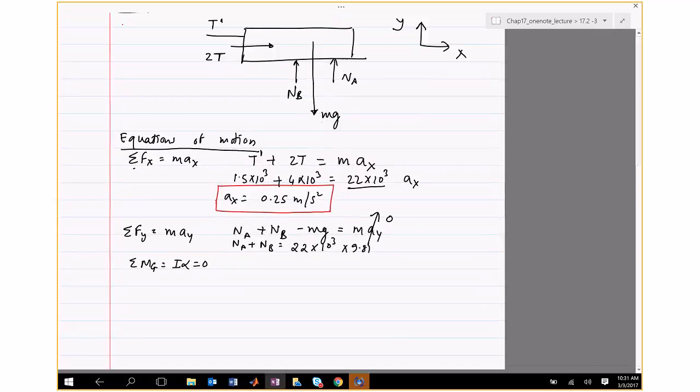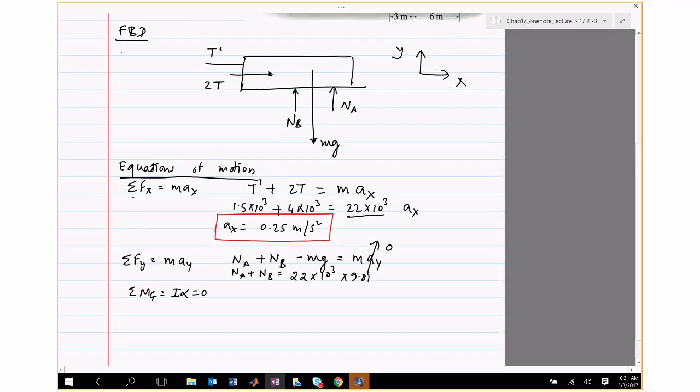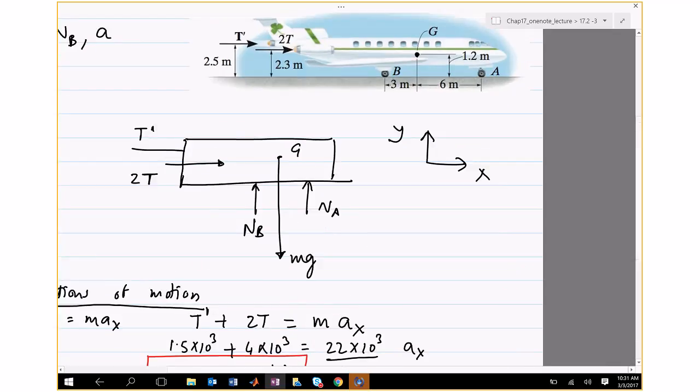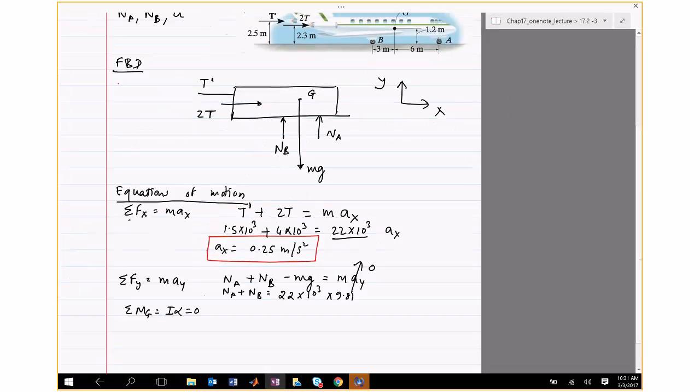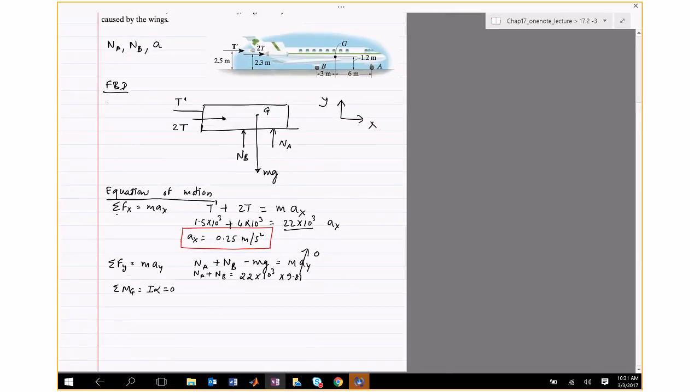Okay, so let's try to find the net torque or net moment about G. Okay, G is right at this point. So the only force which acts at G is mass times gravity, and it will not have an effect on the moment because only the forces which act at a distance from G will have an effect. So there's T prime times the distance from where T prime acts to G.